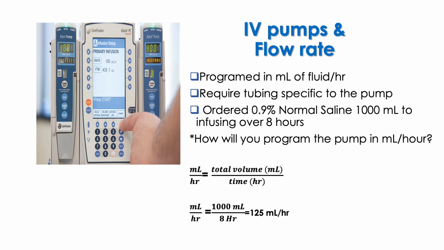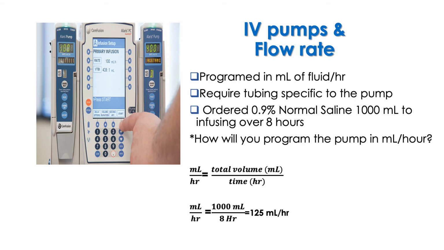Now we'll take a closer look at IV pumps and flow rate. IV pumps are programmed in milliliters of fluid per hour, and that's how the provider usually orders an IV fluid, in milliliters per hour. So that's what you would put into your pump. If you take a closer look at the screen here, it says primary infusion, and then it has the rate. That would be the milliliters per hour.